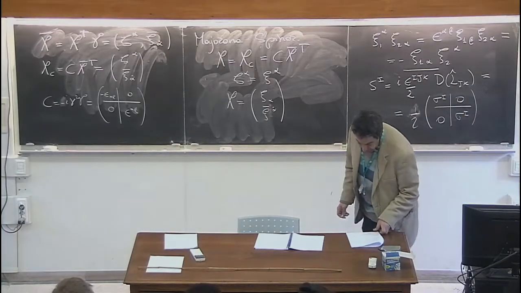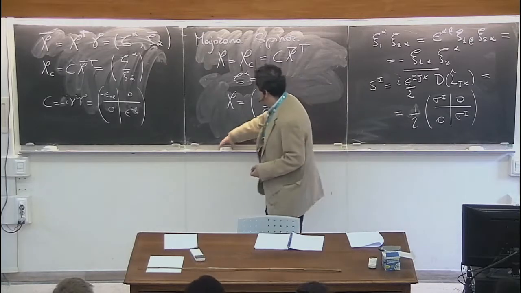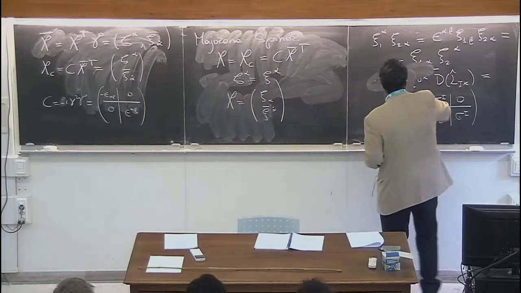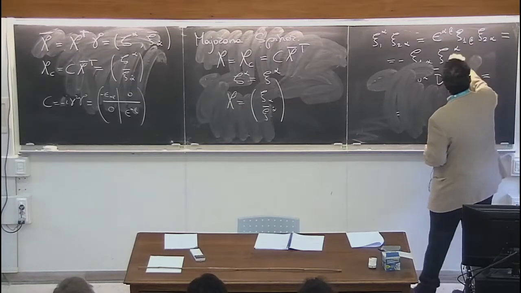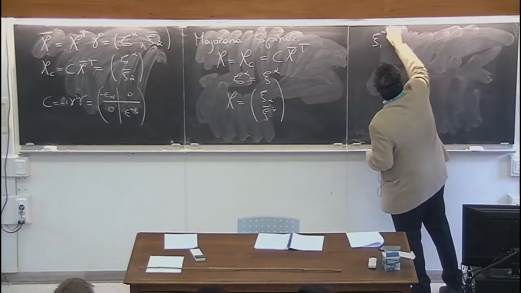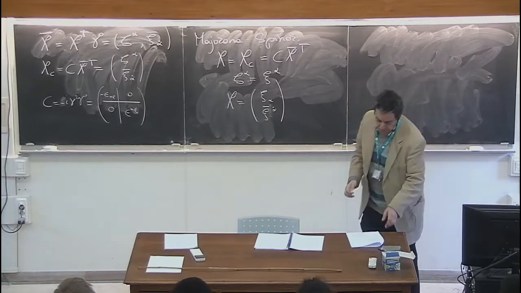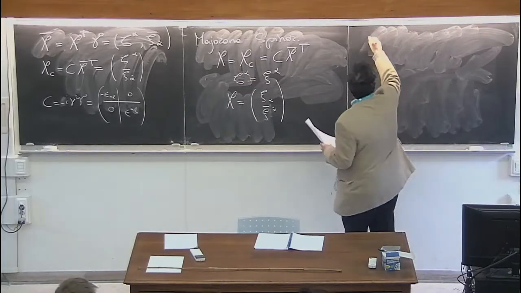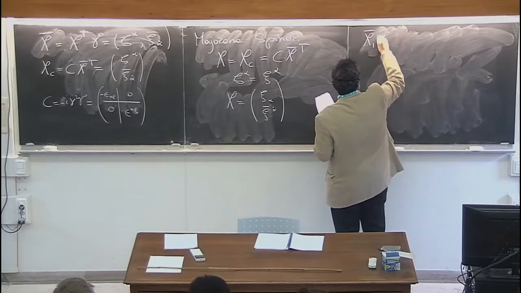If we have 2 Majorana spinors, we can contract them in a Lorentz invariant form, like chi 1 bar chi 2, two Majorana.